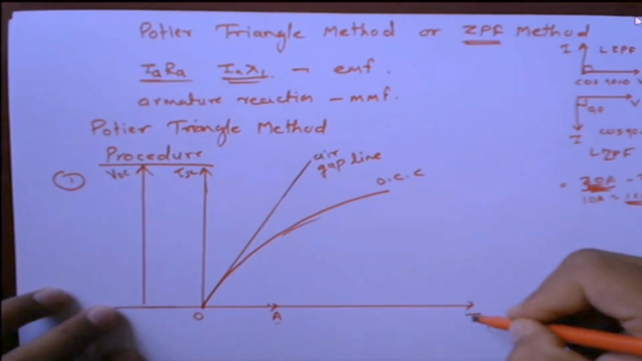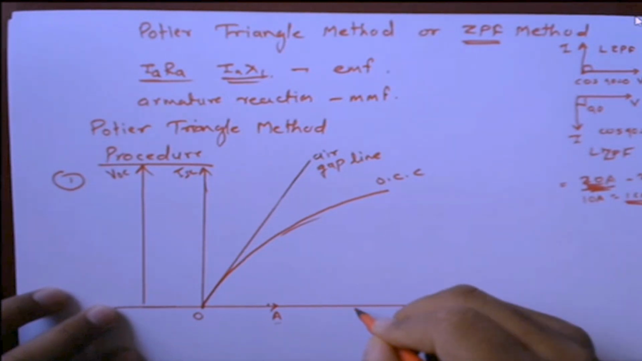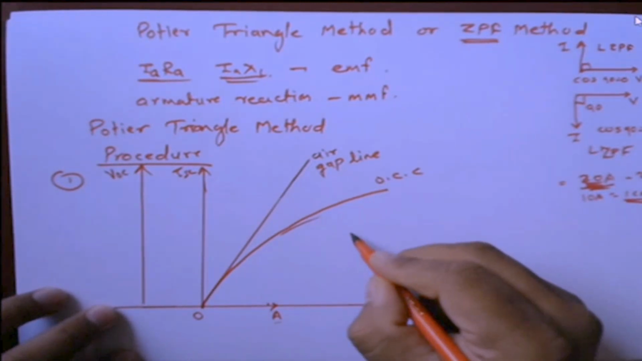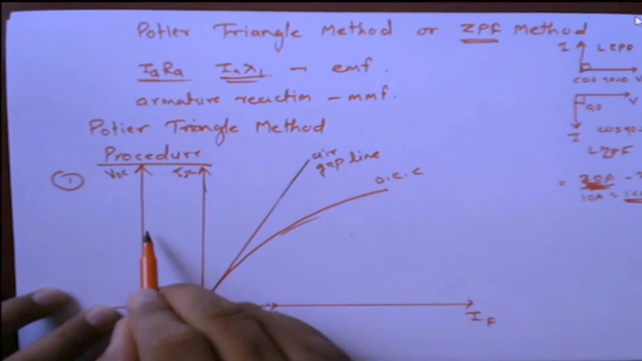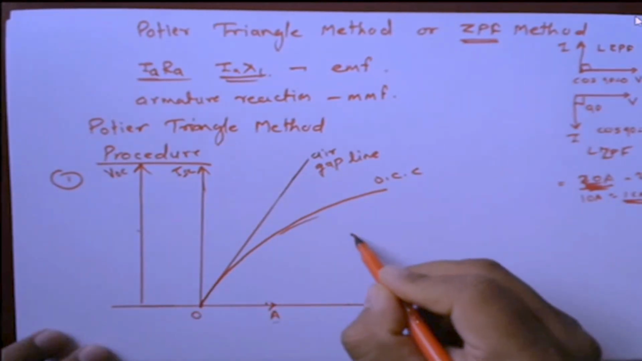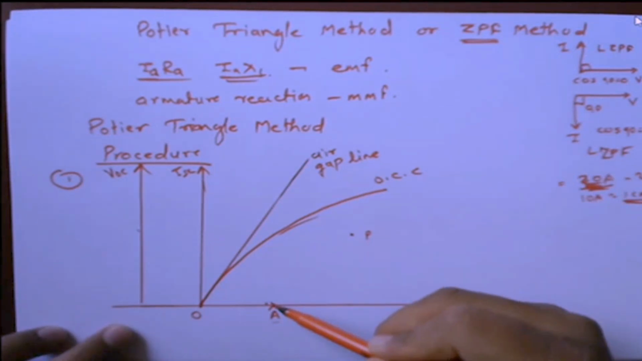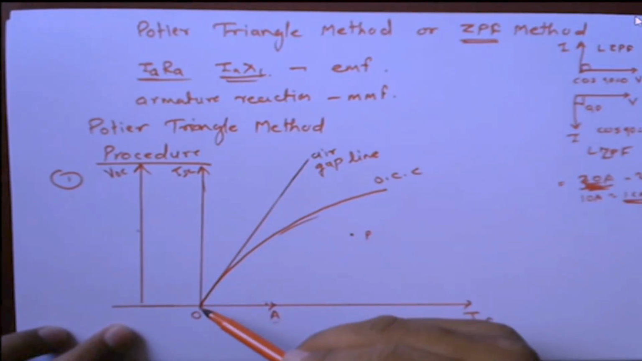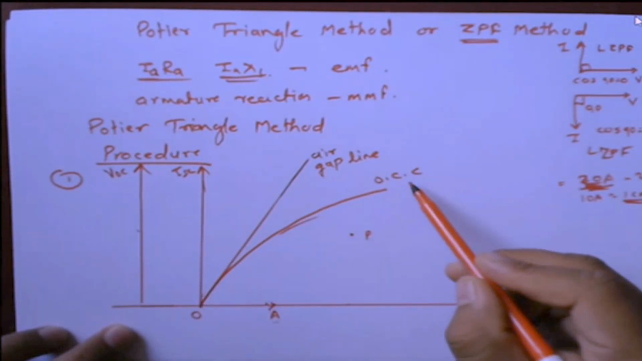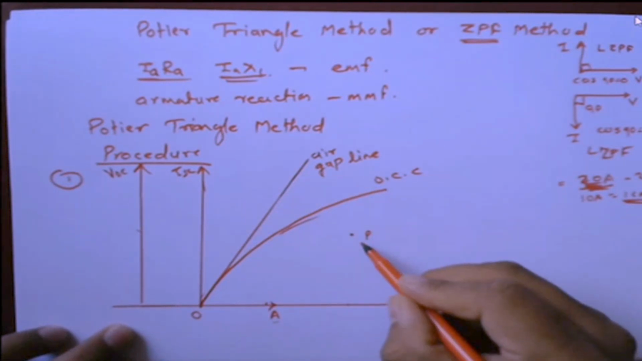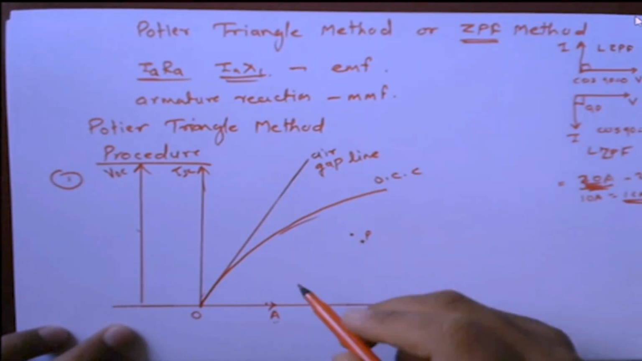So for the value of IF, let us suppose this is the value of IF at which I am getting the rated terminal voltage here. So this is point P. Again from point A, according to this OCC, I will just move this point toward this.